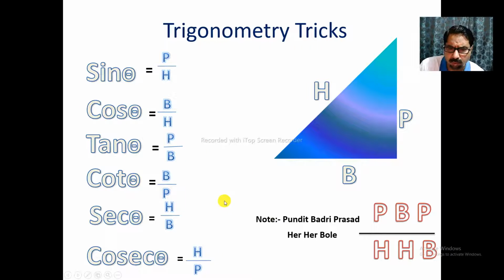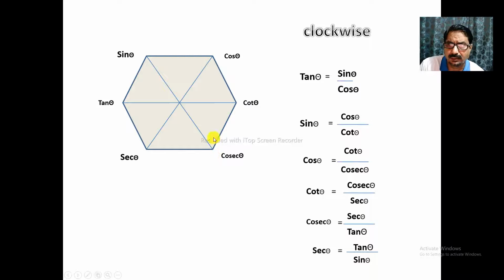Similarly, this one is the second one. Clockwise, you have a kind of hexagon, right? It's a six-sided figure, and you write down the formulas one after the other: sine, cos, cot, cosec, sec, and tan. That's the order. This is very, very important. Why? Because you can get formulas from here.